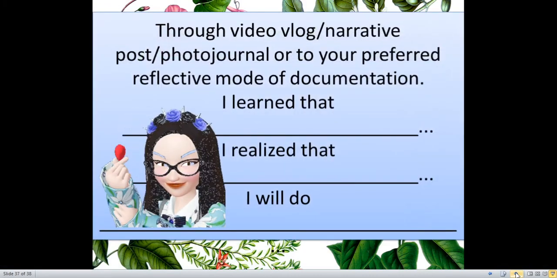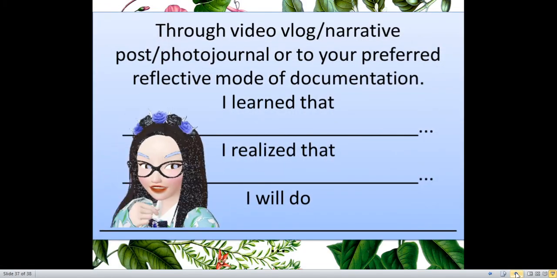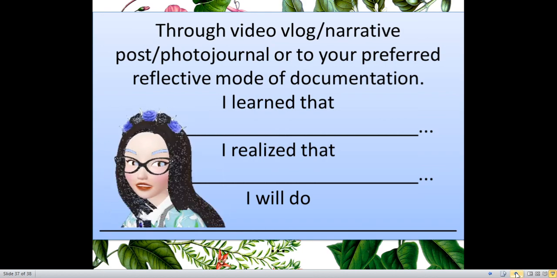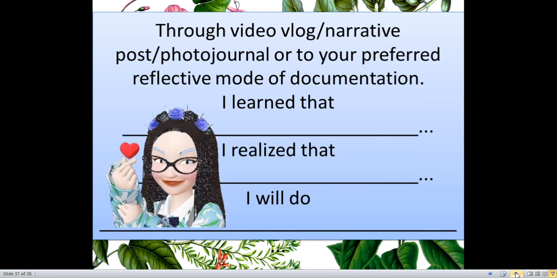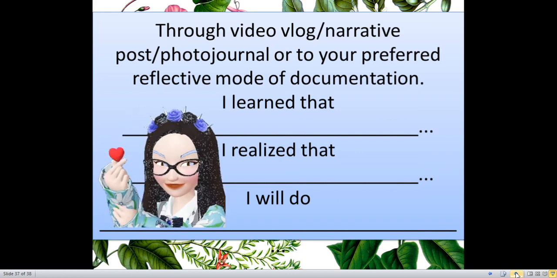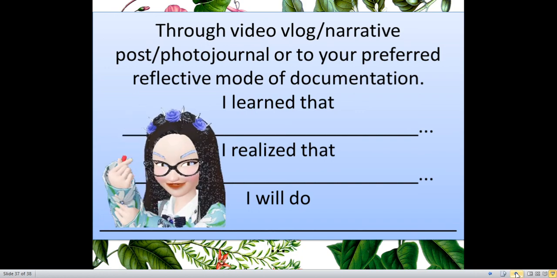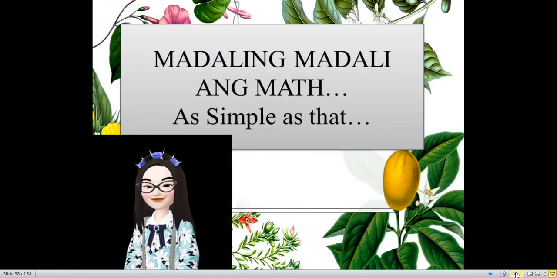After answering all of that, you can now proceed to your reflection, either via video blog, narrative post, or photojournal, or your preferred reflective mode of documentation. Just don't forget to include the 3 statements: I learned that, I realized that, and I will do. Then we can finally say, madaling-madali ang math, as simple as that.